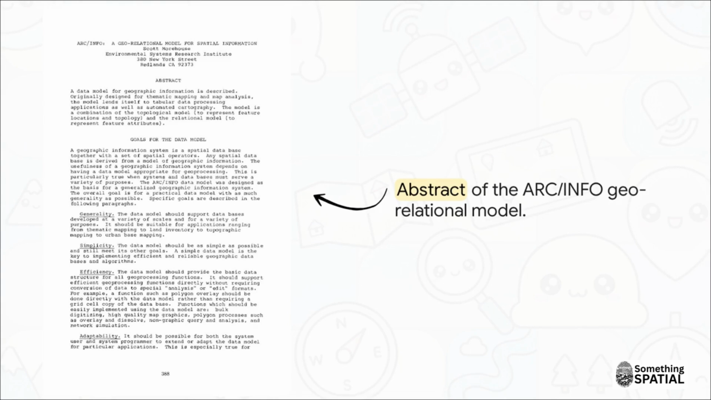Now, looking at this 1985 abstract, it might look like it belongs in a museum, but led by developer Scott Morehouse, it revolutionized the industry. It implemented a true georelational model, meaning it combined a strict topological model for mapping locations with a standard relational database model to handle all the attributes. This brought crazy efficiency to geoprocessing, finally letting analysts do complex polygon overlays right inside the data model.